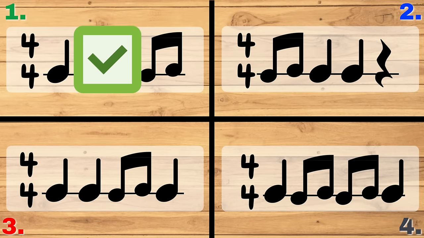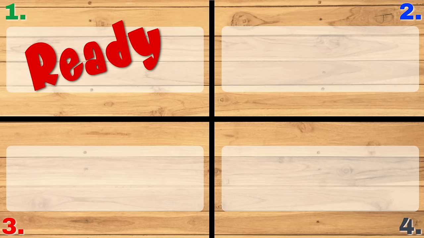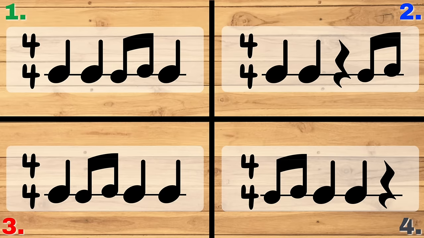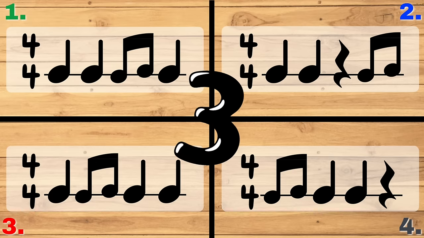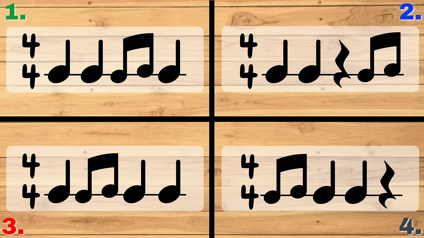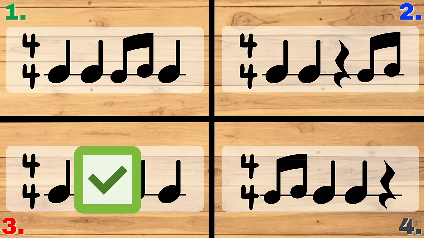Let's start the clock for the next round. Ready, set, go! Find corner 1, 2, 3, or 4. Okay, here is the rhythm. Let's listen again. Show with your fingers which corner the rhythm is in. If you said this corner, then you are correct. Take a seat because you are out.